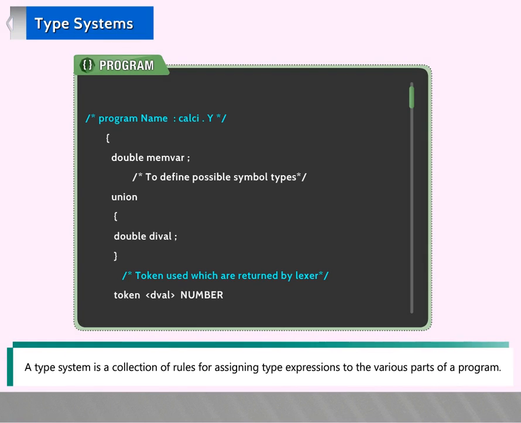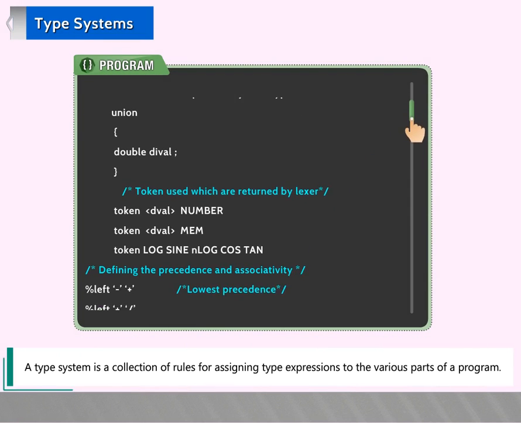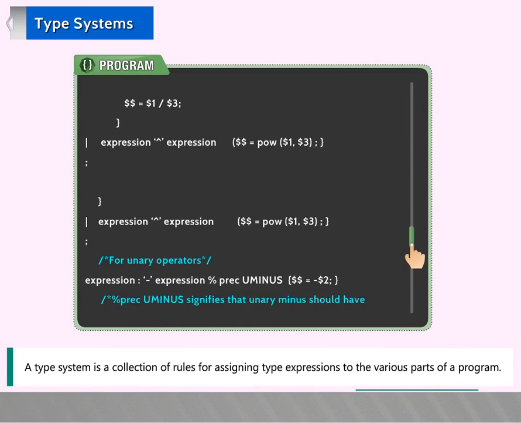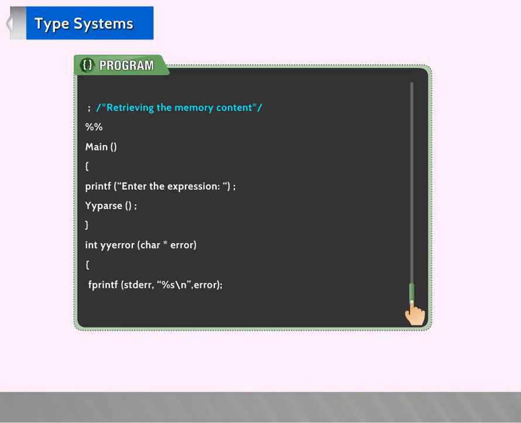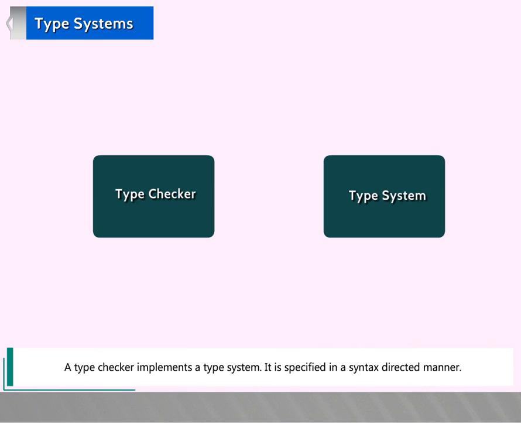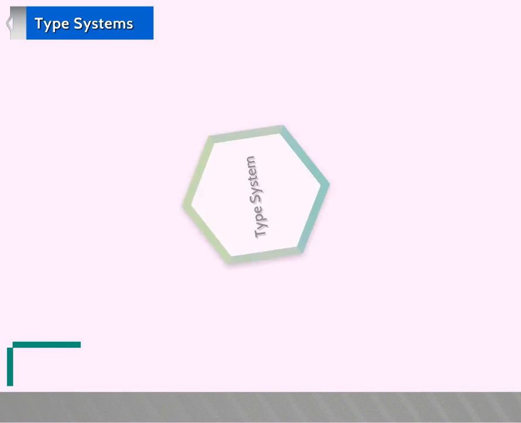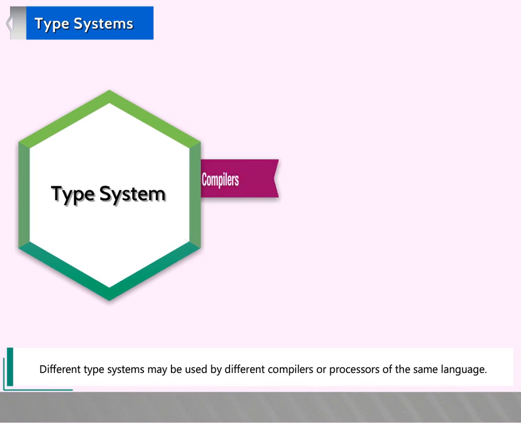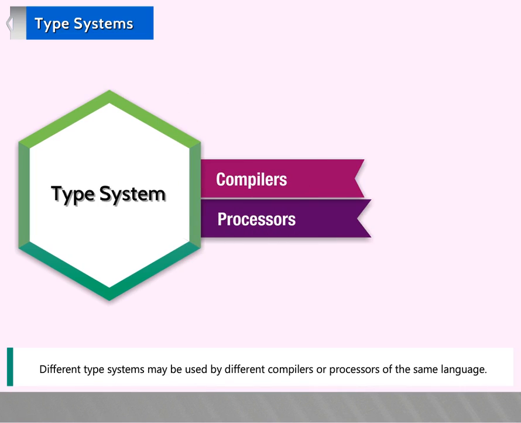Type systems. A type system is a collection of rules for assigning type expressions to the various parts of a program. A type checker implements a type system. It is specified in a syntax-directed manner. Different type systems may be used by different compilers or processors of the same language.